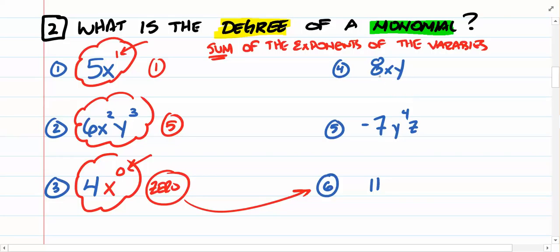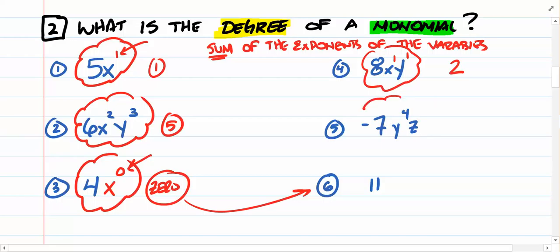Take a look at number 4. It says 8xy. 8 is the real number. X is a variable. Y is a variable. Together they make up a monomial because I am multiplying a real number by 2 different variables. The degree of this monomial is the sum of the degree of the variables. Therefore, the degree of this monomial is 2, because 1 plus 1 makes 2.